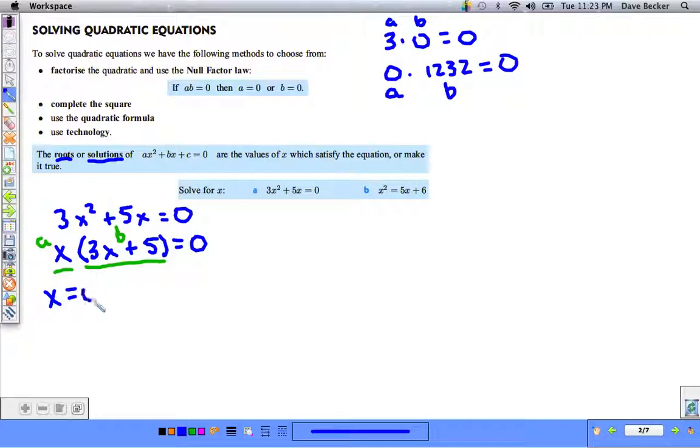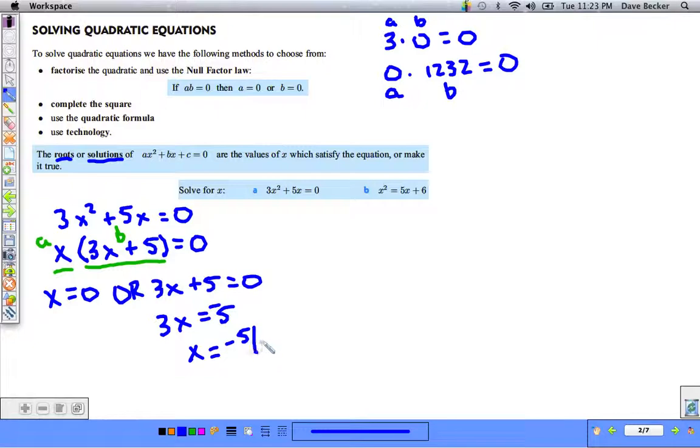Well, x could be equal to 0, and that would make this equation true. Or 3x plus 5 could be equal to 0. So I already have x solved for here. And then if I go ahead and solve for x here, oops, that's a -5, x equals -5/3. And if we replace x with 0, or if we replace x with -5/3, then we would get a true equation. We would get 0 on the left side, which is equal to 0 on the right side. And we can say that x equal to 0 and x equal to -5/3 are our roots, or solutions, of the equation.